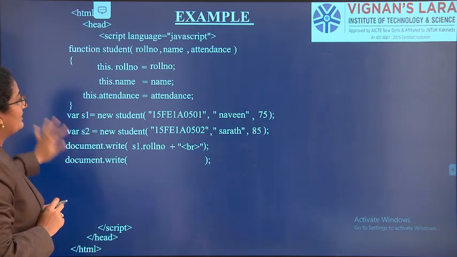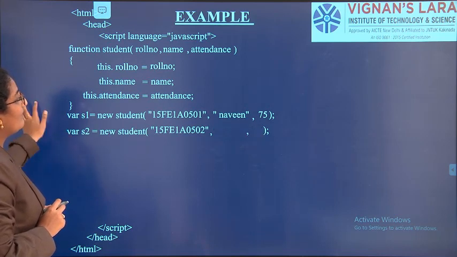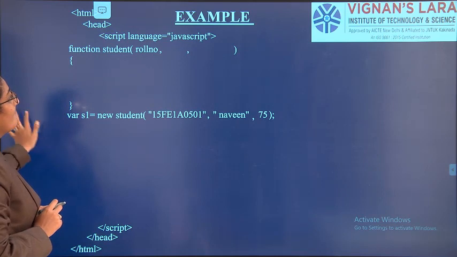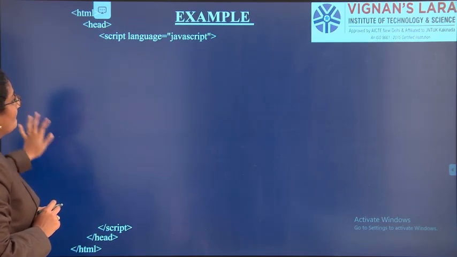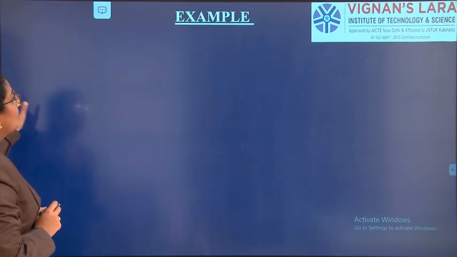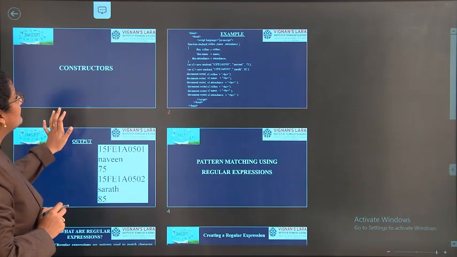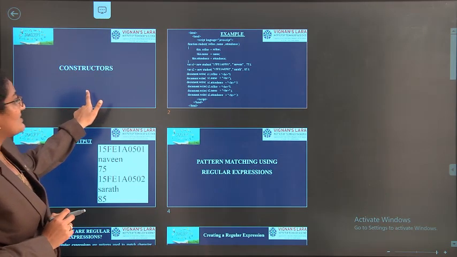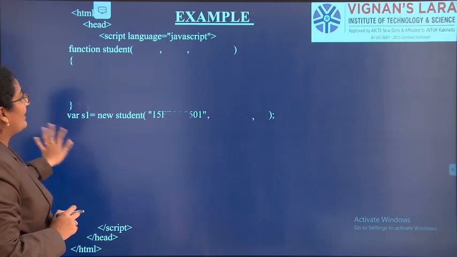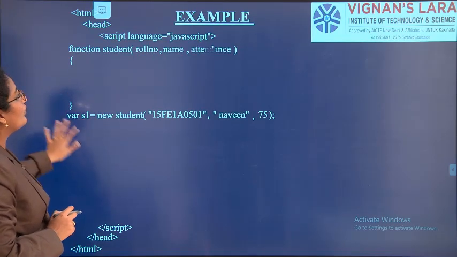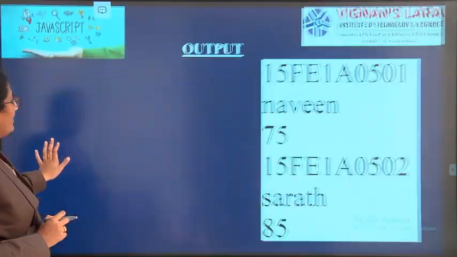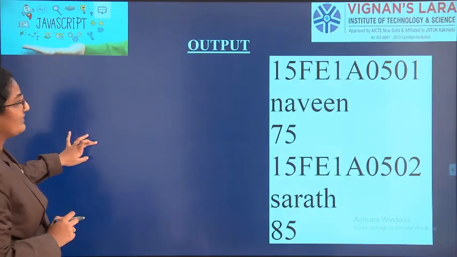So let us see what we have discussed till now. We have started constructors. This is the constructor, and we have seen the example for the constructor and its output. This is the output for the constructor program we have seen.